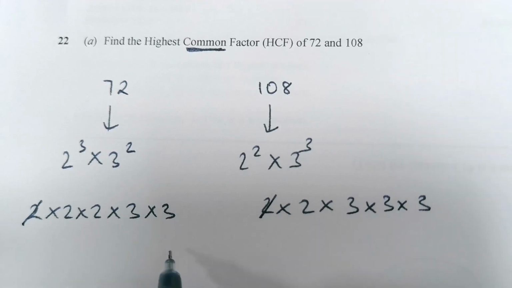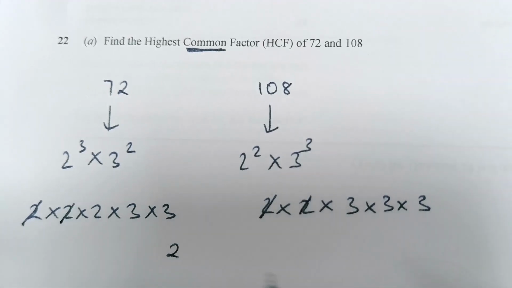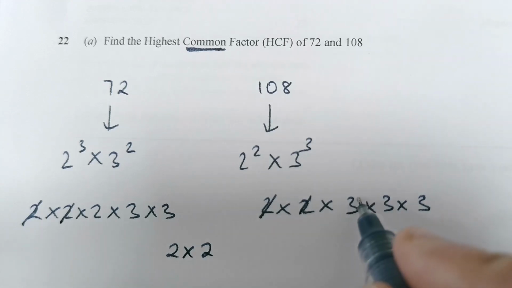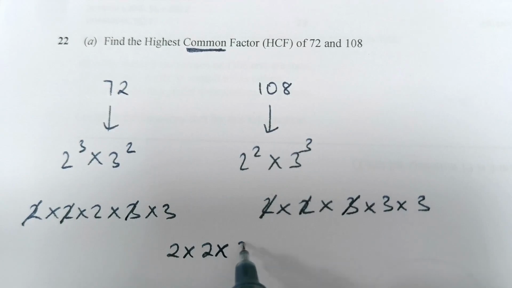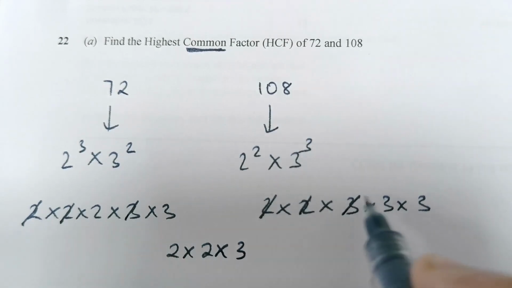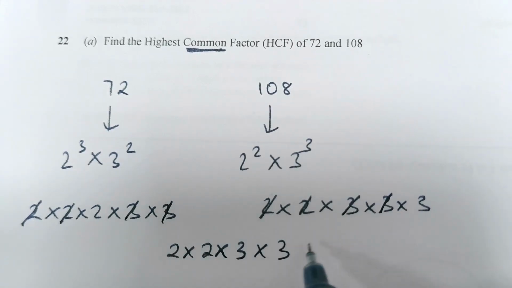I cross over a pair and I write it. There's a 2 there and a 2 there, so I'm going to cross out and write it again. The other thing that's common is there's a 3 there and there's a 3 there. So I'm going to write times 3. There's another 3 and another 3. So I'm going to write it like that.